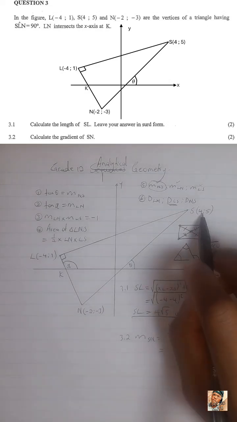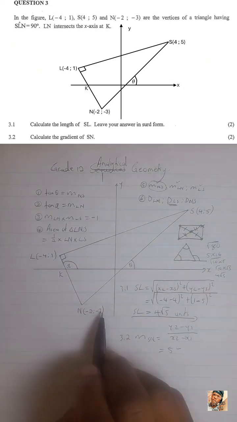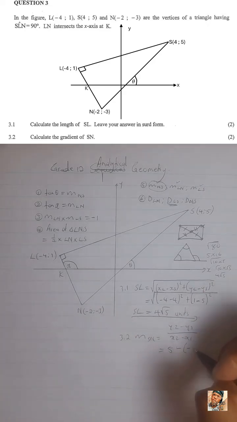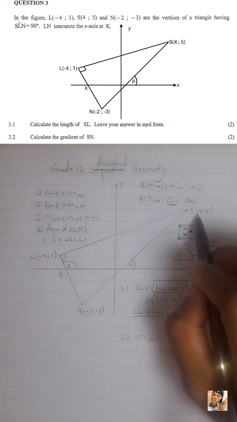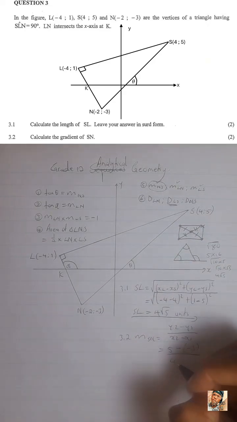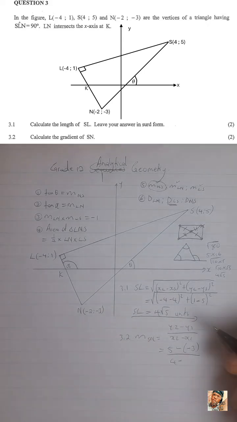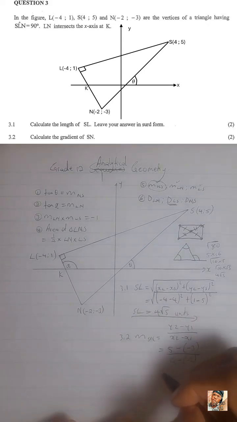So y2 is y of s, which is 5, minus y1, which is y of n, which is -3. So 5 minus -3 over x2, which is the x of s, so 4, minus x1, which is the x of n, and it is -2. You're welcome to press the calculator here.